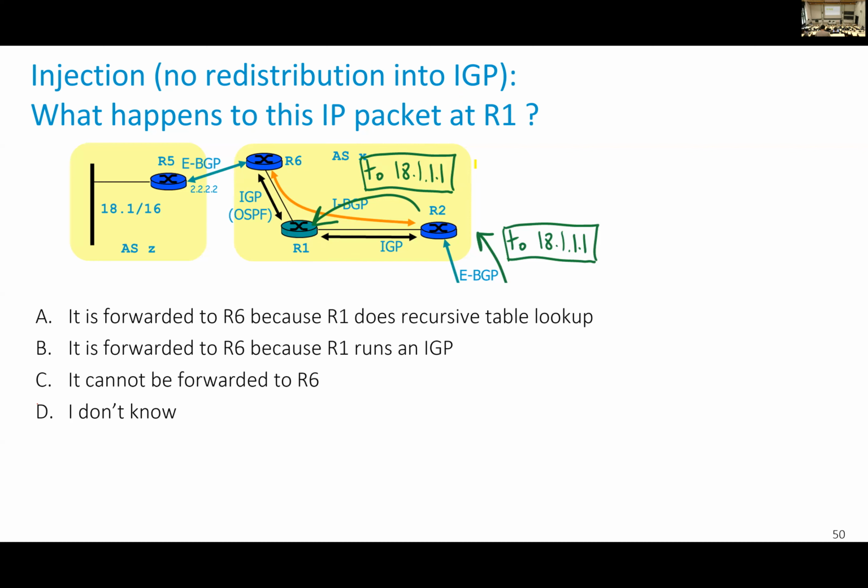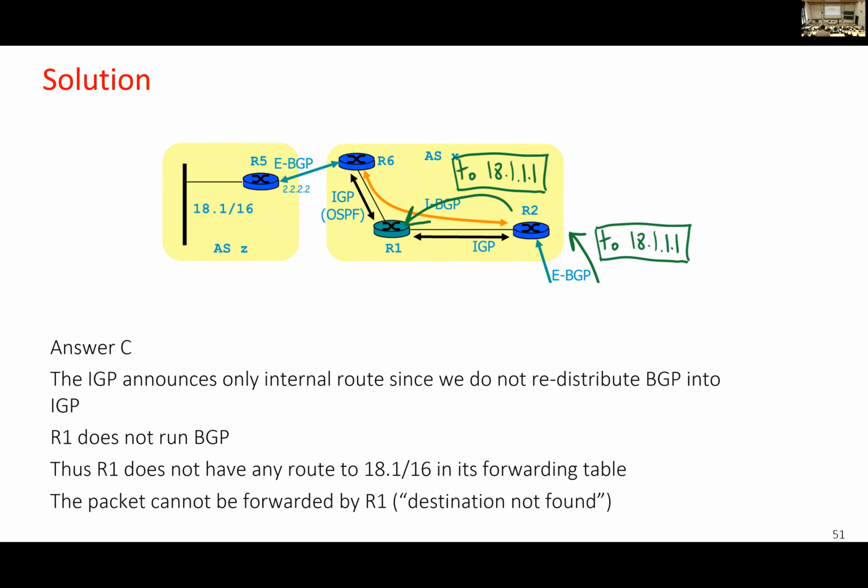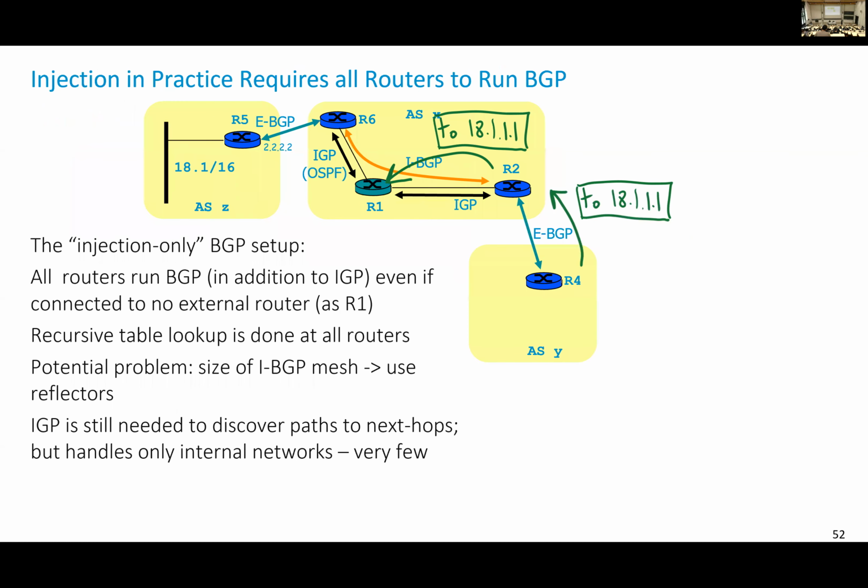If there had been redistribution into OSPF, then this external prefix would have been learned by R1 by the mechanisms of OSPF, but this is not the case here. So R1 doesn't know, and the short answer is, in fact, it doesn't work. So doing injection requires recursive table lookup, but this alone doesn't work. In practice, if you do injection, you're required to distribute the information to R1.